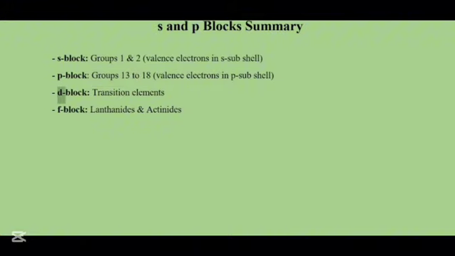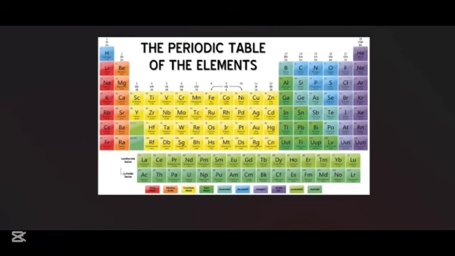There is also a d block, which is the transition elements, and the f block, which is known as lanthanides and actinides. On the periodic table, these are the lanthanides, and these are the actinides, which are located below the periodic table. Now these yellow elements are known as transition elements, transition metals as you want to call it.